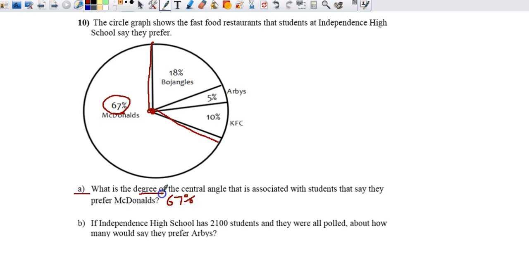They want to know the degree. So we want to know 67% of 360 degrees since the circle's 360 all around. So to get a percentage, you change it to a decimal and you multiply it. And that's going to give me 241.2 degrees.